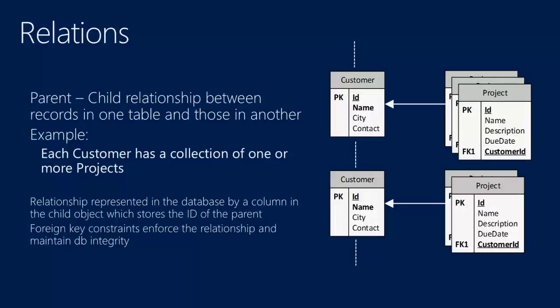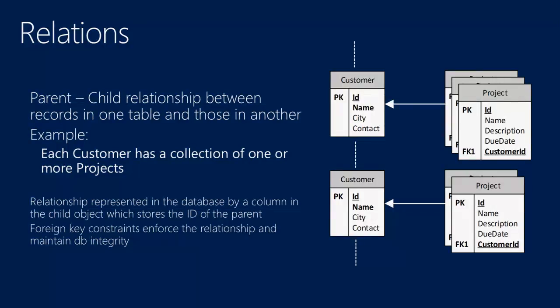And the way you represent that in the database is that the child object, the project in this case, will have a column in it which is used to store the ID of its parent customer. So then it's very simple to find all of the projects that belong to a customer. You just do a select from project where customer ID equals some value, and they will just pull them out of the projects table.